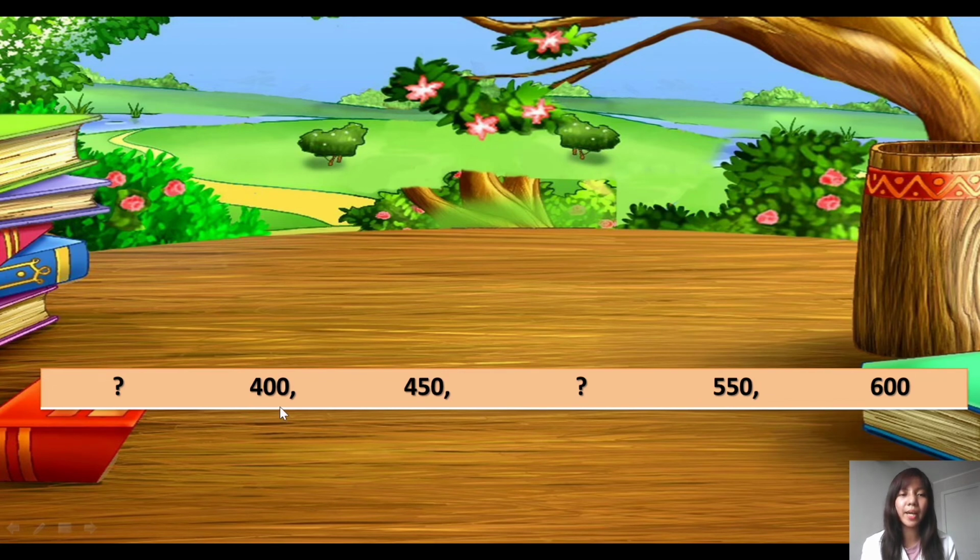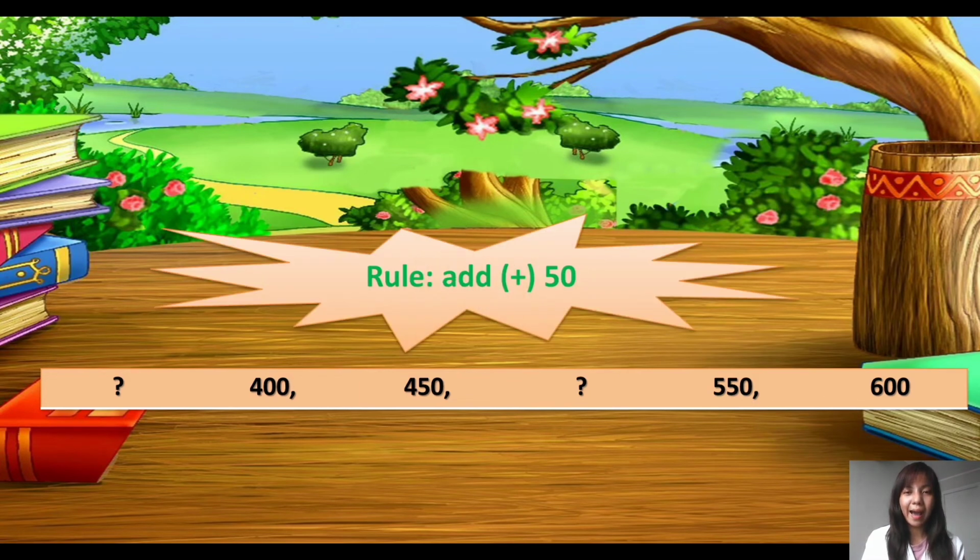From 400, it becomes 450. So the number gets bigger, right? So what do you think? Is it to add up or subtract? Okay, it is to add. Alright, so add 50. Okay, so here it becomes 400, right?